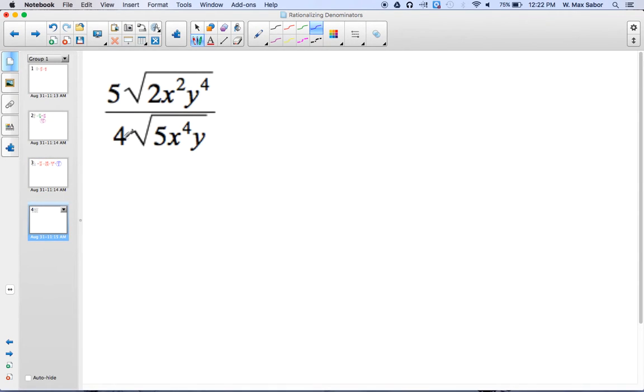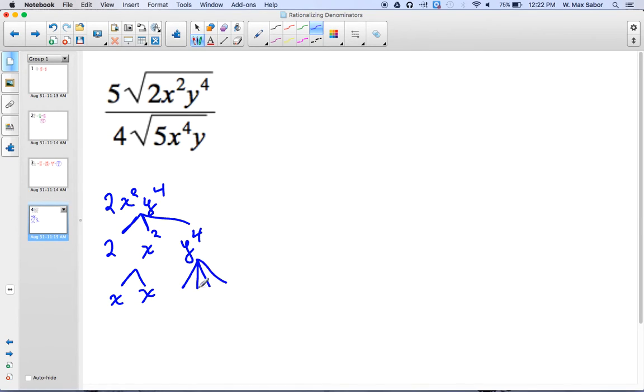Lastly, we have this where we have some variables inside as well. I think that in this case it'll be best if we try simplifying each of the radicals first. So the first one, we have 2x squared y to the 4th, which is 2 times x squared times y to the 4th, which is x times x, and this is a bunch of y's. Y, y, y, y. So there are pairs. There's this pair of y's, there's this pair of y's, there's a pair of x's.